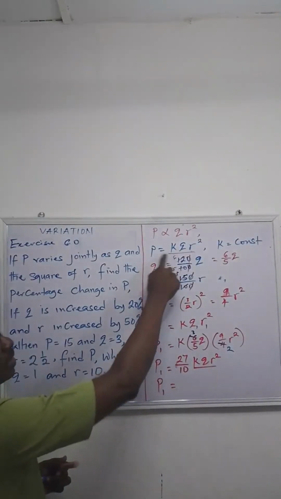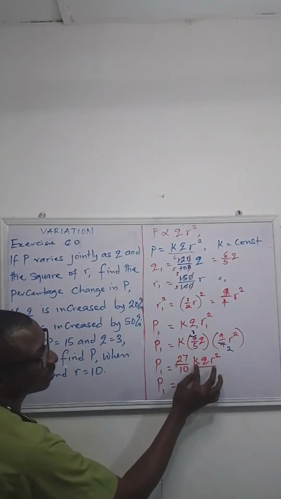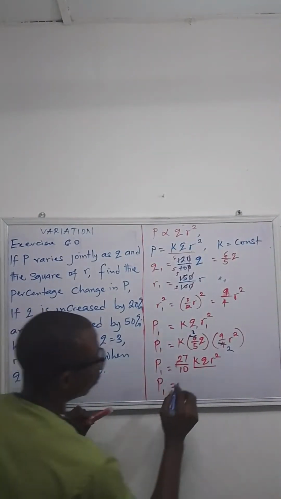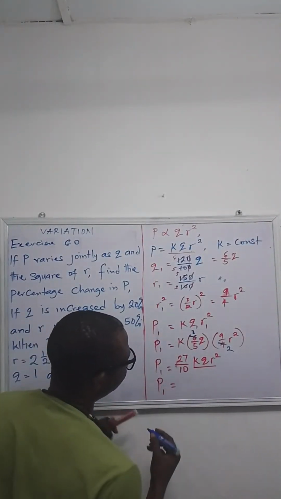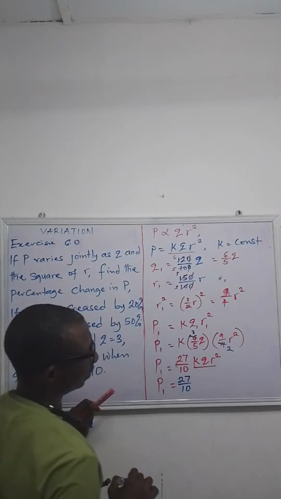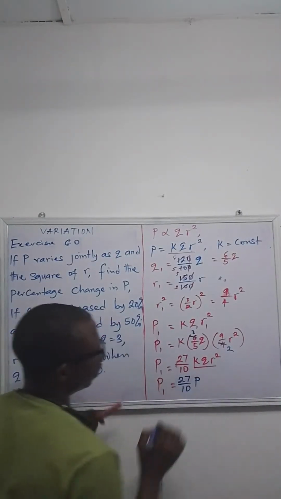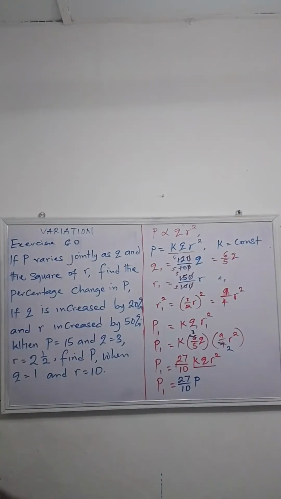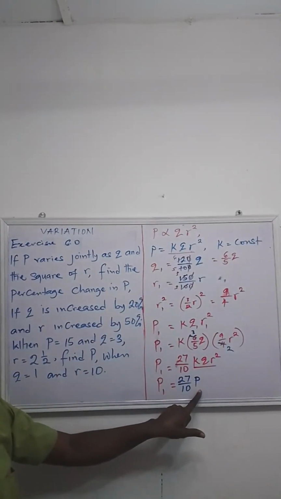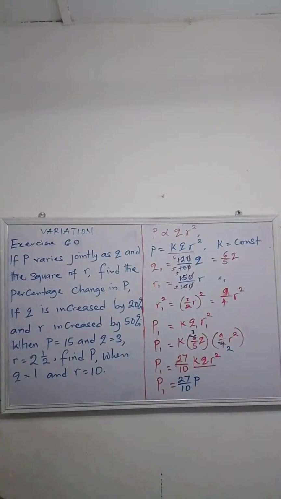Right, so that's the same thing as P. So that means I can replace KQR squared with P. So this turns to 27 over 10 P. That is what we have, because this is actually P here. You can see now. So we have P. So what's the next thing to do?